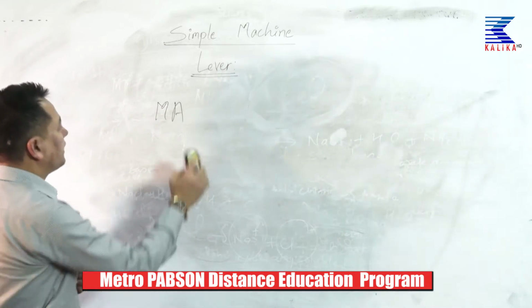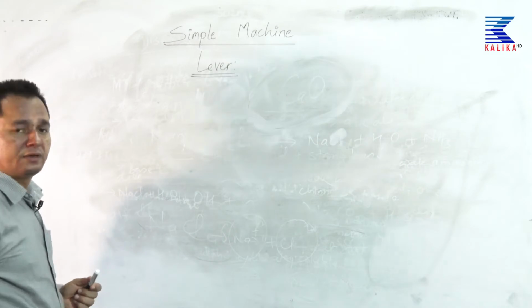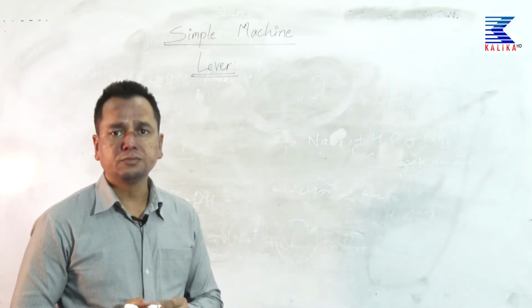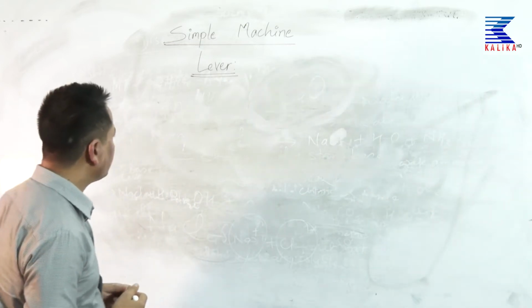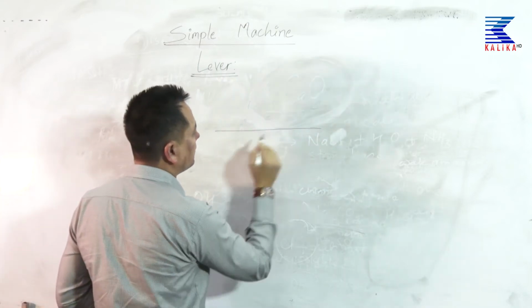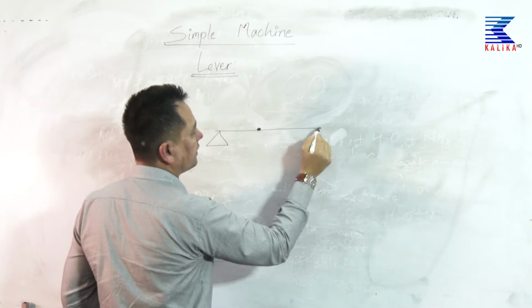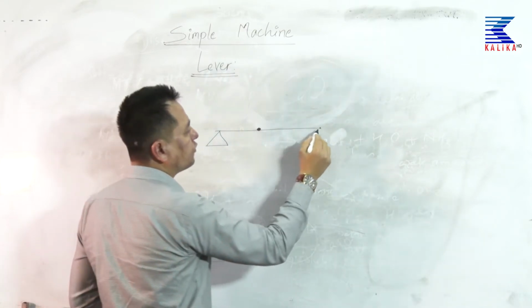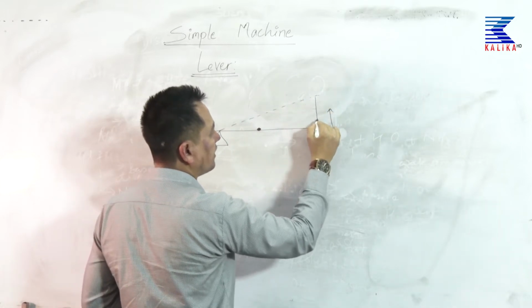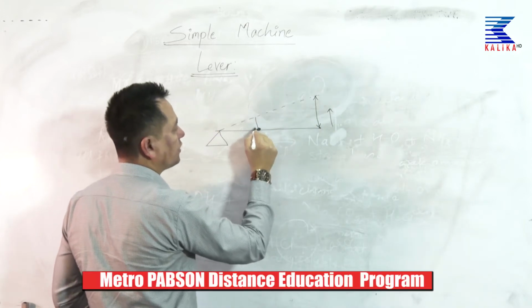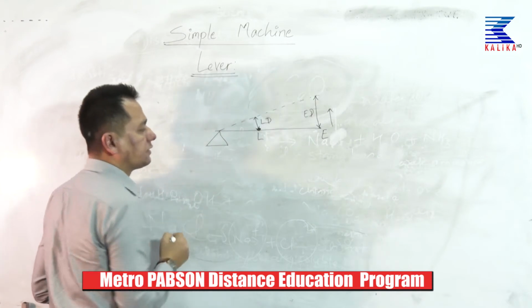Now, let me make it more clear how we determine the mechanical advantage in different types of lever. For example, let's assume a lever to be an ideal one, a lever without any friction, a frictionless lever. Let me draw a second class lever. Suppose load is here and we apply effort at this point. Now, if we move this lever in this direction, it will get displaced this way. So this is our effort distance, and this is our load distance.